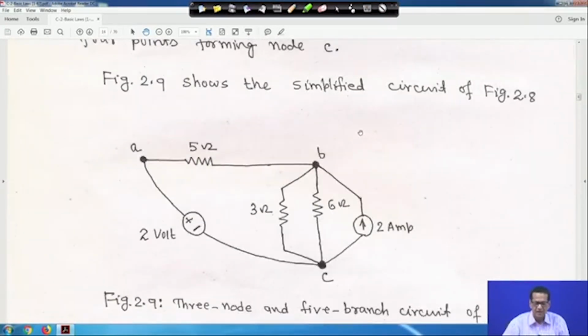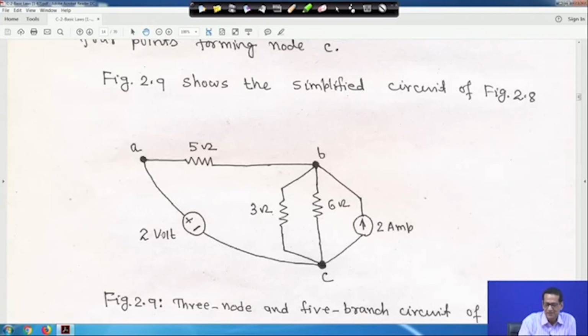In this circuit, I can mark two independent loops. One is A B C A, that is 5 ohm, 6 ohm and your 2 volt source. This is one independent loop. Another one I can say A B C A, that is 5 ohm, 2 ampere current source and 2 volt. These two independent loops I am telling, but one more is there. Although you will get 6, the third one is an exercise for you.